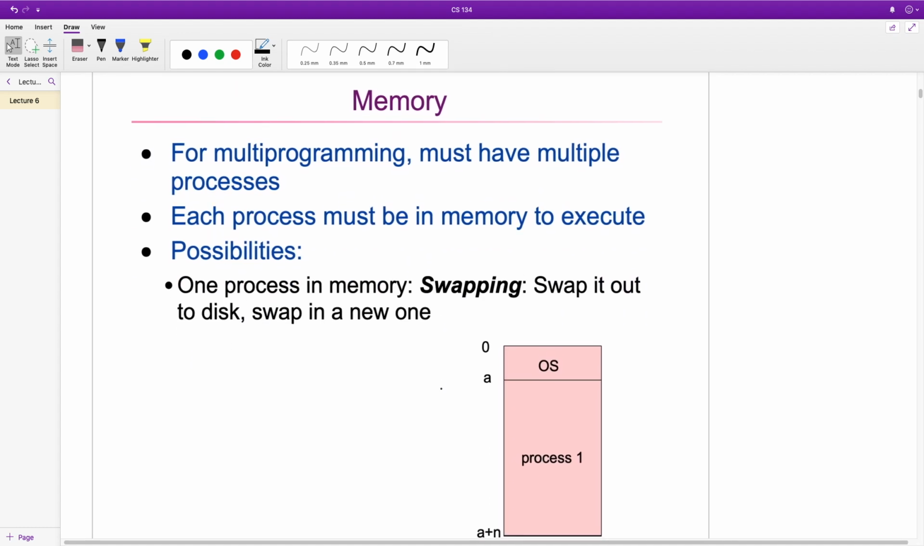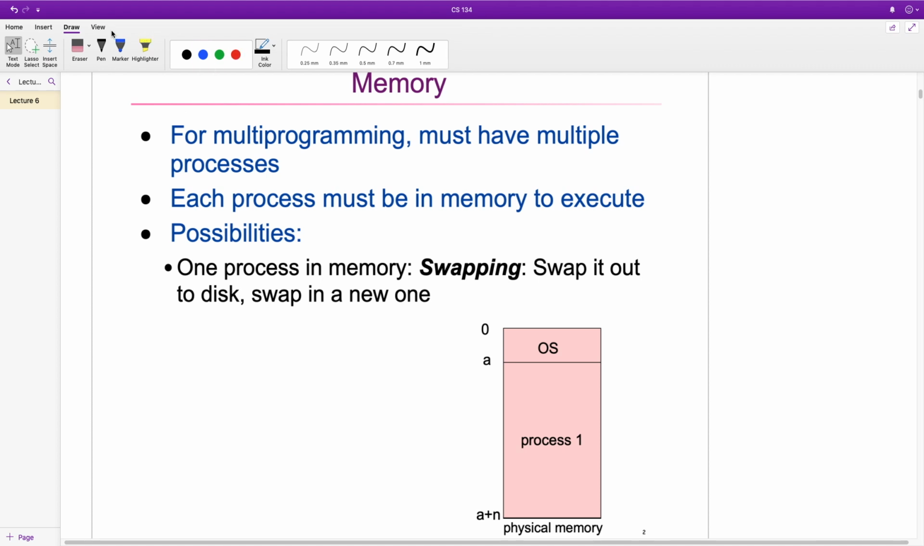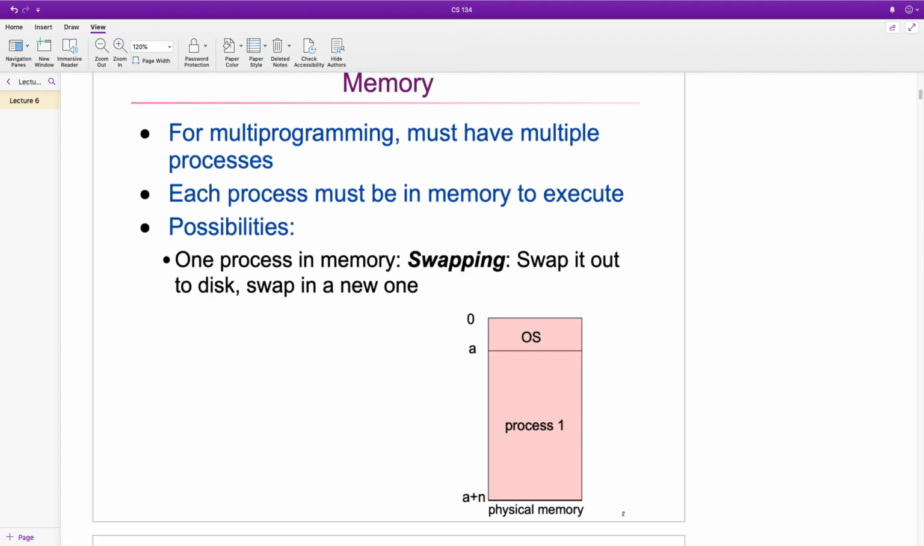So let's look at this kind of from the most simplest case. So hold on just a second. All right.